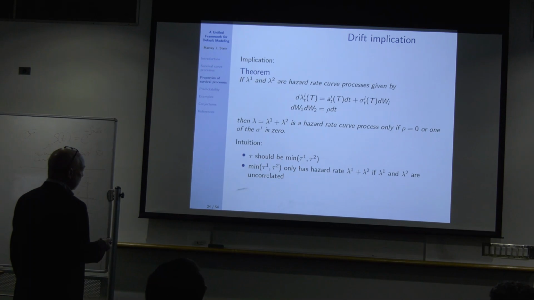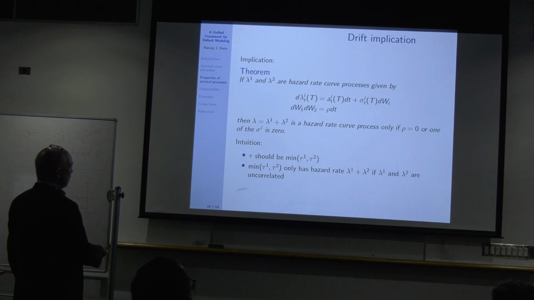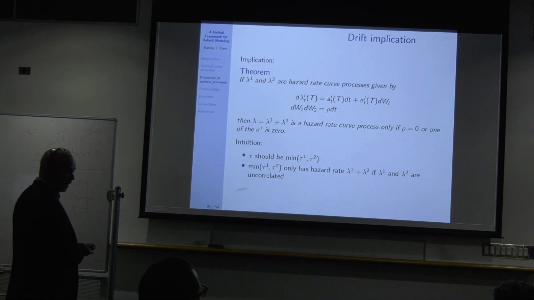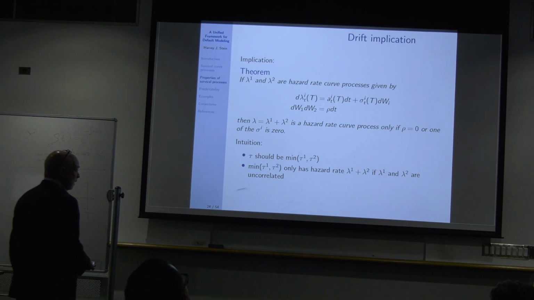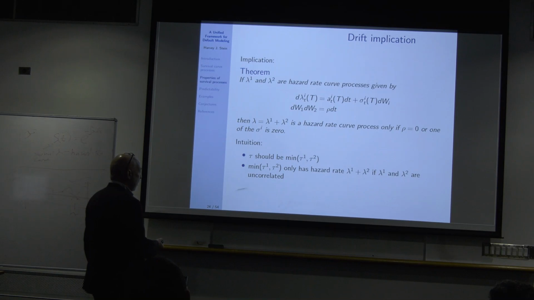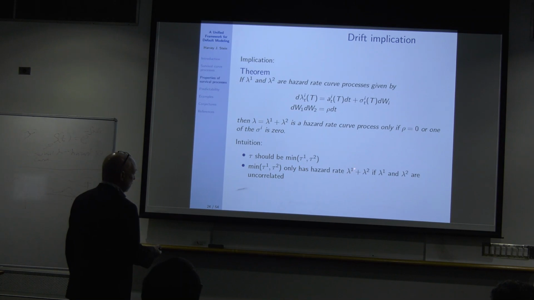Basically, what's going on behind the scenes is that if you're adding the two hazard rates, then the stopping time should be the min of the two corresponding stopping times. And the min of the two stopping times will only have the hazard rate being the sum if the two are uncorrelated.